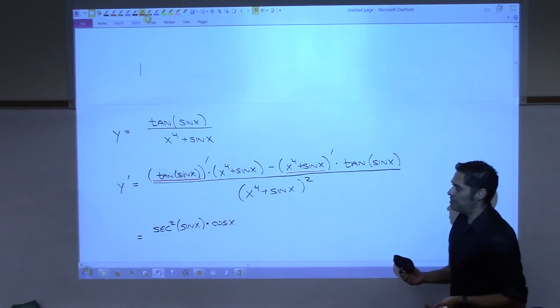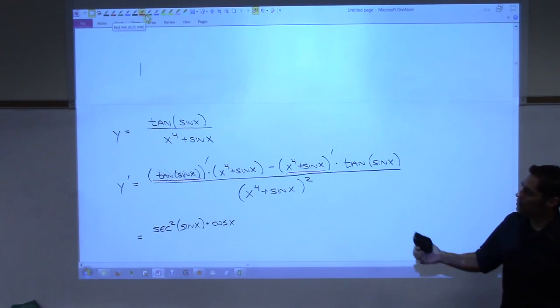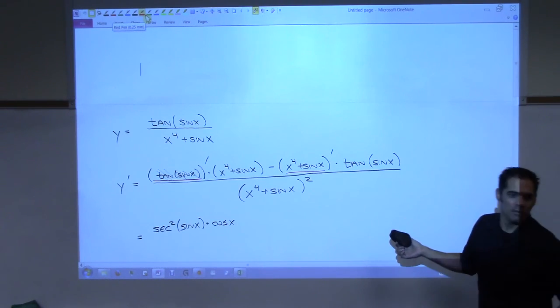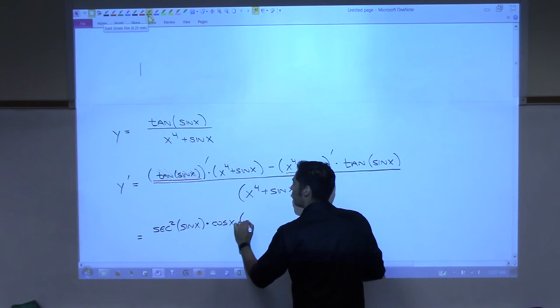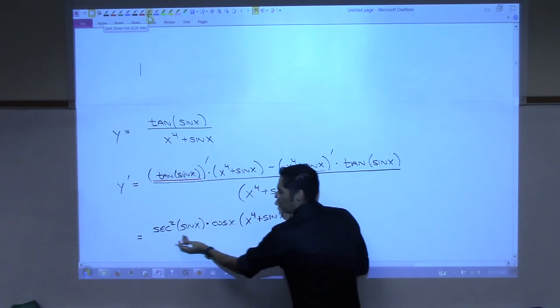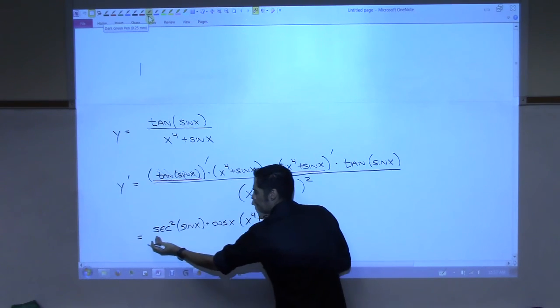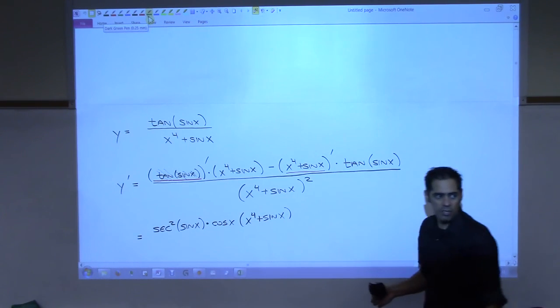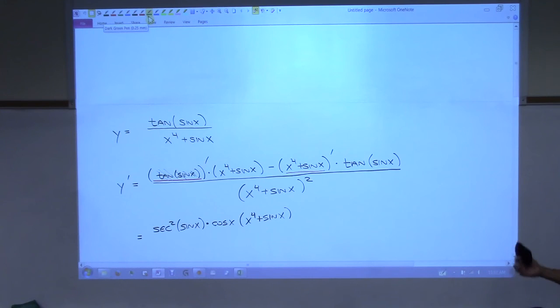But I still have sitting next to that what? X to the fourth plus sine x. And I need that all in parentheses right here. Do I need this in parentheses? No, there's no addition or subtraction between those, so it's all one factor. You can just leave it.